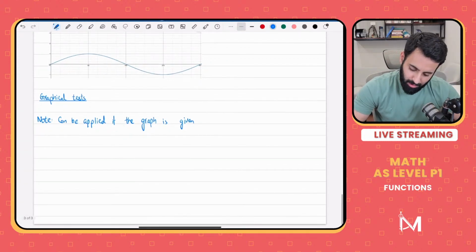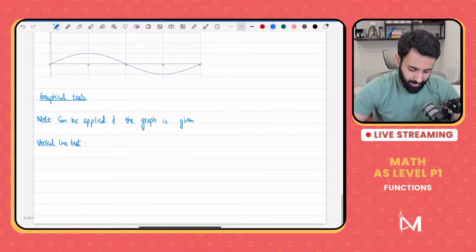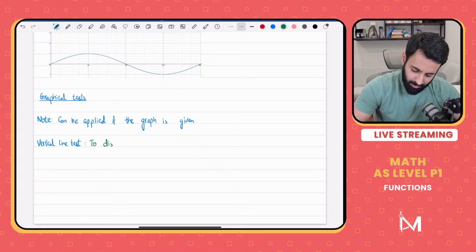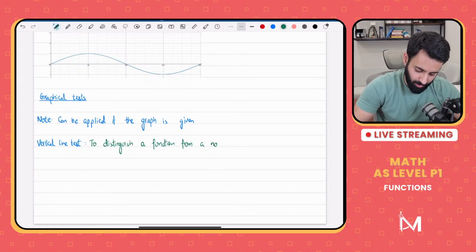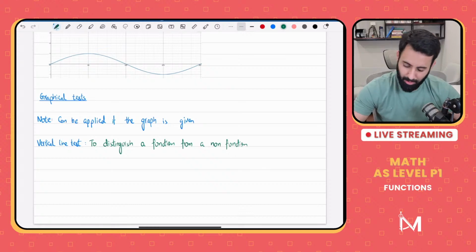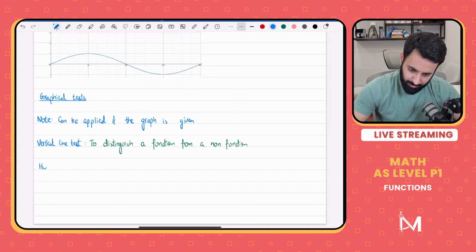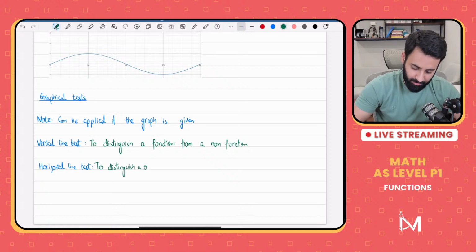Let's talk about them. There is a test called the vertical line test. What's a vertical line test? A vertical line test is basically to distinguish a function from a non-function. I'll post this slide, don't worry. And then you have a horizontal line test. What's a horizontal line test for? A horizontal line test is to distinguish a one-to-one function from a many-to-one function.